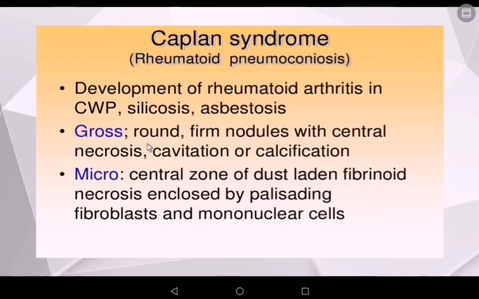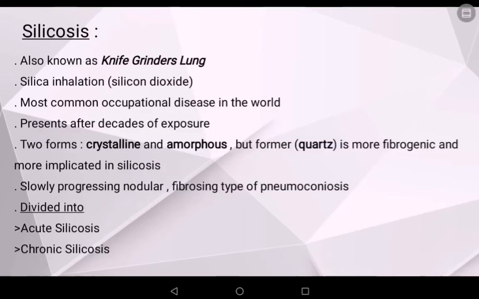coal workers pneumoconiosis. The second example of pneumoconiosis is silicosis, and it is the most important one for you guys. It is also known as knife grinder's lung because it is commonly seen in people who sharpen knives or other sharp-edged tools.